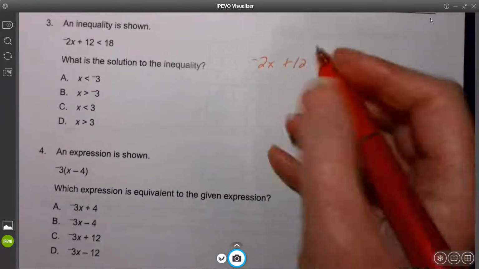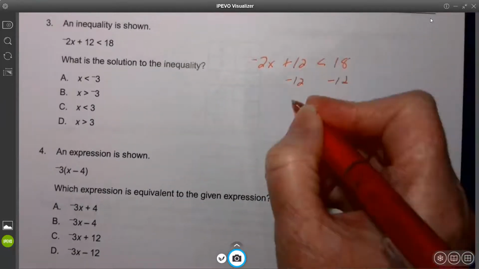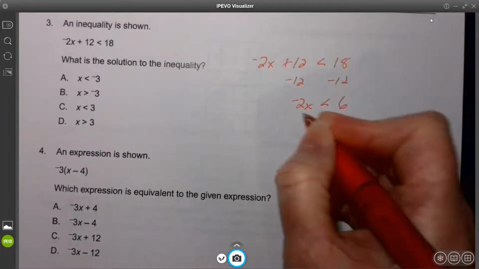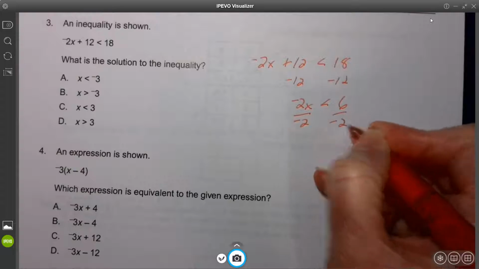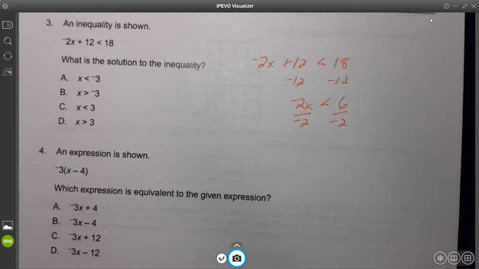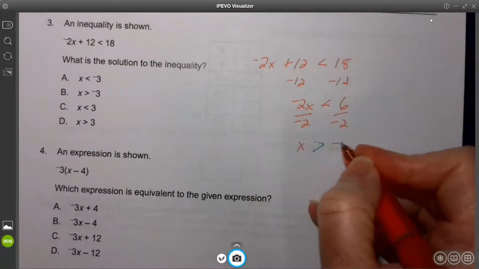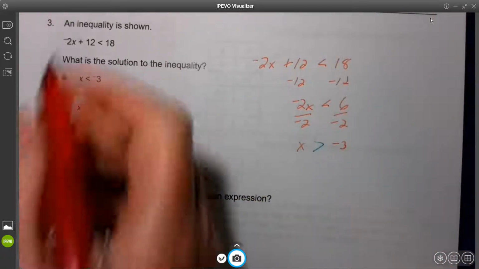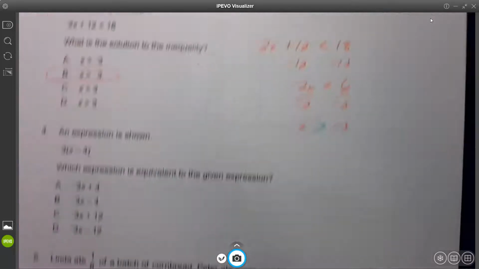Okay, so to solve this one, I'm going to subtract 12 from both sides. I'm going to divide by a -2. Pause. Divide by a negative. What's going to happen? That's right. That inequality sign is going to go the opposite direction. So X is greater than -3. Find that right here. Okay.